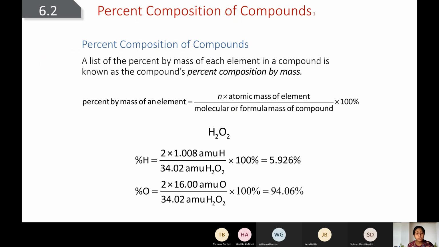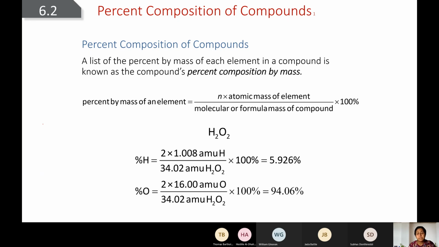Today I am going to discuss how we can determine an empirical formula and a molecular formula for a compound when we are given the masses or the percent compositions of the elements or atoms in the compound. Before that, we need to know how we can determine the percent composition of the compound. The percent composition, what is that?